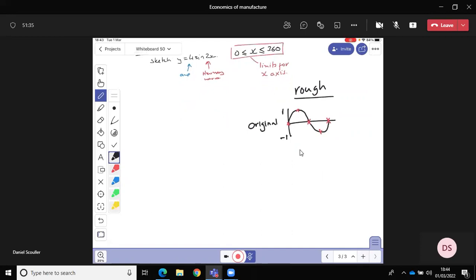Step 1, we're changing the amplitude. So the maximum and minimum just becomes 4. Every other milestone we're just keeping the same. So far all the milestones have just stayed the same. So between 0 and 360, we've changed the amplitude.